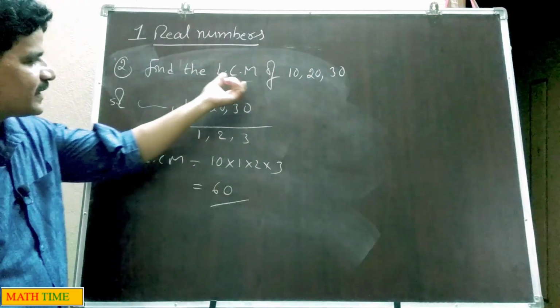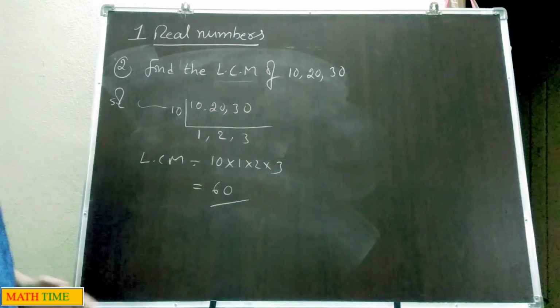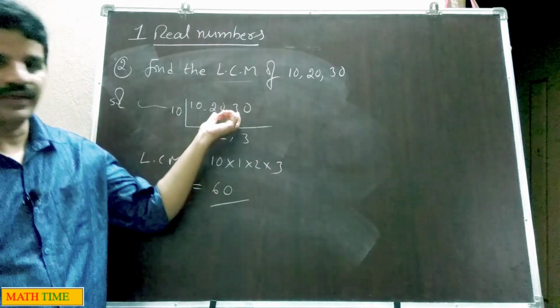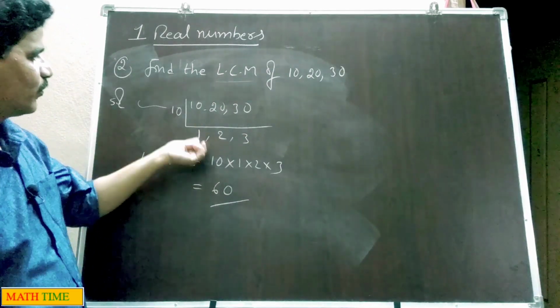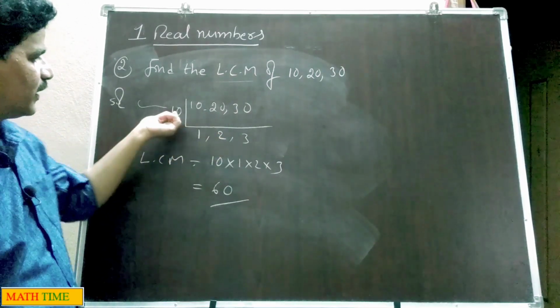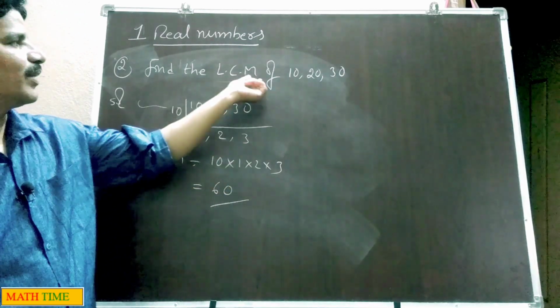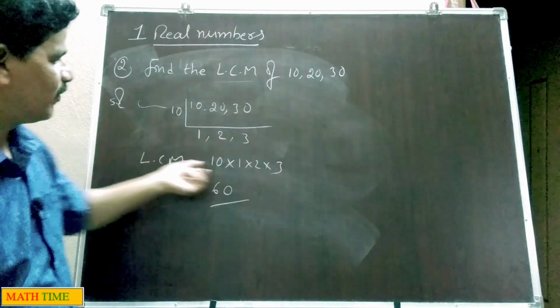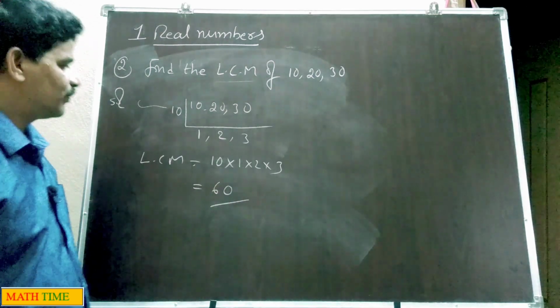So find the least common multiple of 10, 20, 30. Whenever this type of problem is asked, take the numbers here. So you have to check how many times 10 goes in 10, 10 goes 2 times in 20, 10 goes 3 times in 30. Therefore we have to multiply all these factors. You will get least common multiple LCM.